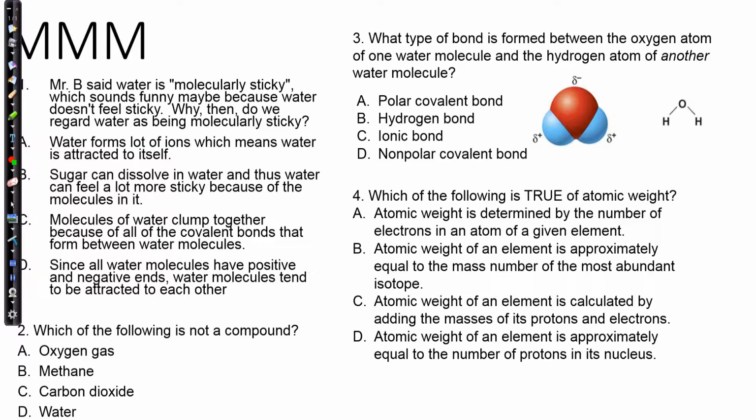Question 3. Which type of bond is formed between the oxygen atom of one water molecule and the hydrogen atom of another water molecule? So I think some of you got confused in this one because you were trying to consider the bond between oxygen and hydrogen here. This is an example of a polar covalent bond because the electrons are not being equally shared, but that wasn't the question. Of another water molecule.